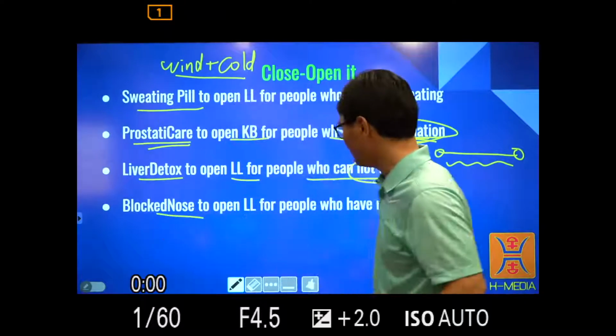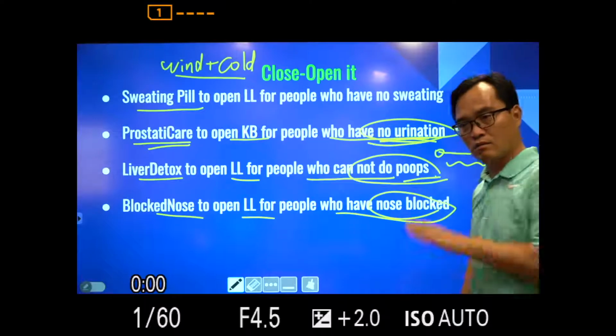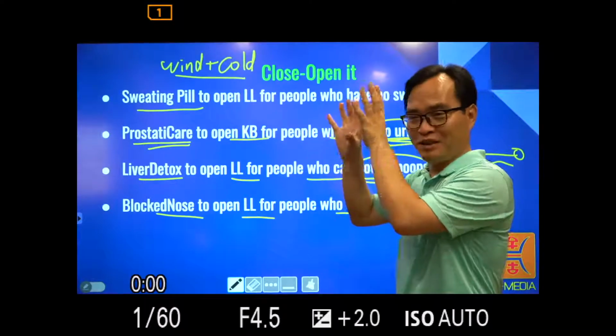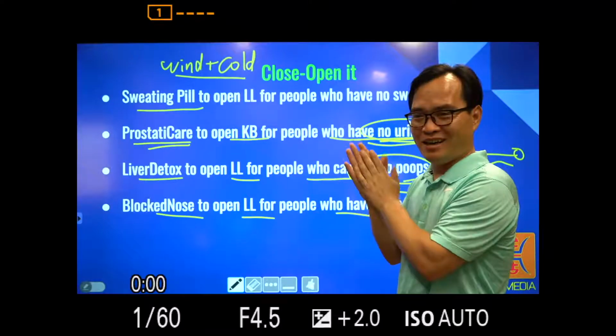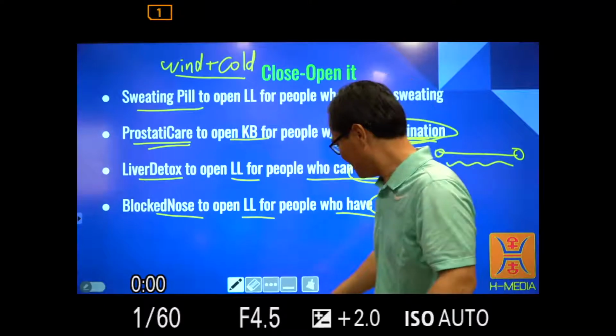Blocked nose: to open the nose for people who have a blocked nose. Remember this. So from this, the natural health system is easier to use, more easy to use.